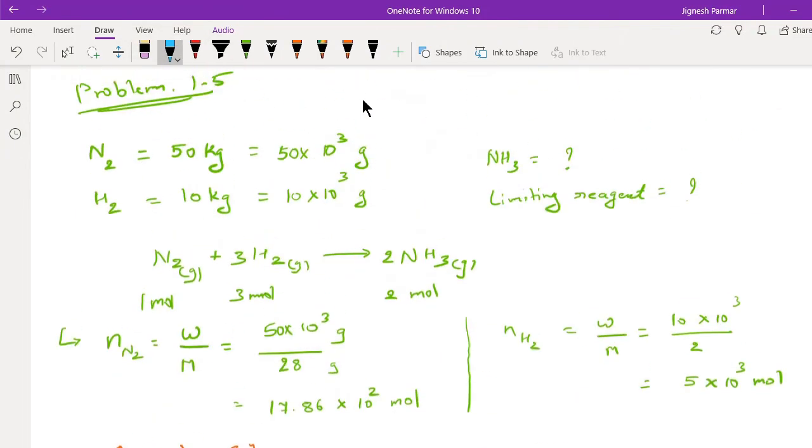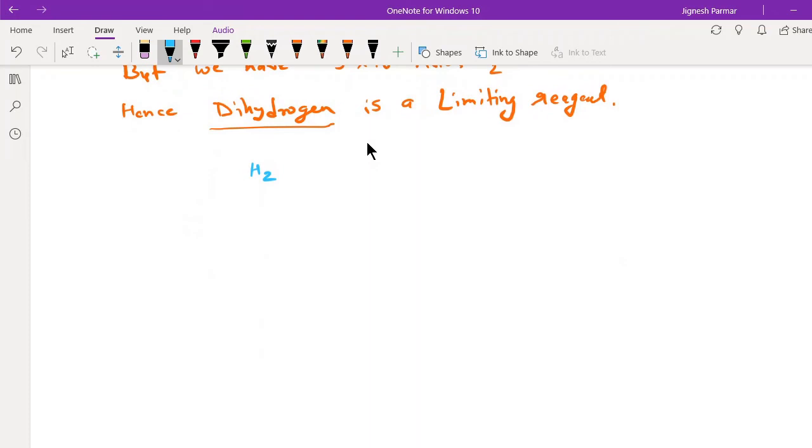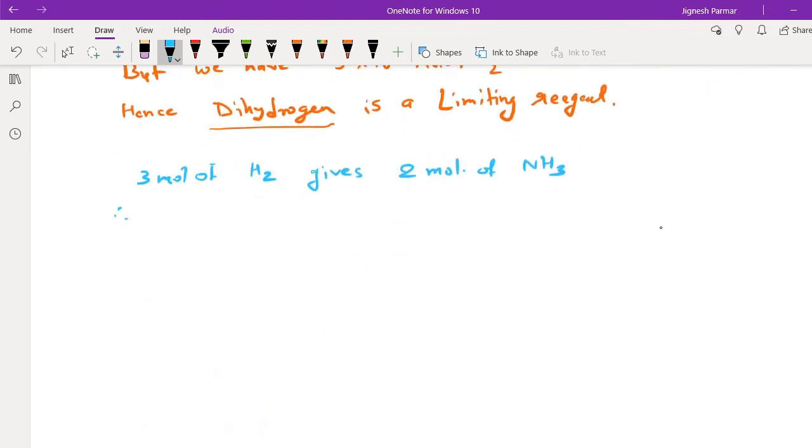According to the equation, how many moles of hydrogen do I require? 3 mole of hydrogen gives me 2 mole of NH3. So I will write down: 3 mole of H2 gives or produces 2 moles of NH3. Therefore, this is the limiting reagent, and what do I have? I have 5 into 10 raised to 3 moles of hydrogen, which gives a question mark. What is it?